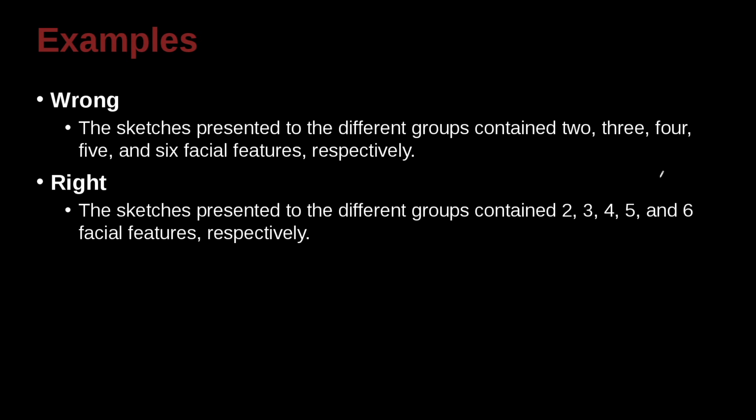The sketches presented to the different groups contained 2, 3, 4, 5, and 6 facial features respectively. Respectively meaning that this one was first, and this one was second, this one was third. Okay, this is really clear. These are numbers all related to each other, and therefore we're going to go ahead and write them as numbers and not spell them out, because we're comparing them.